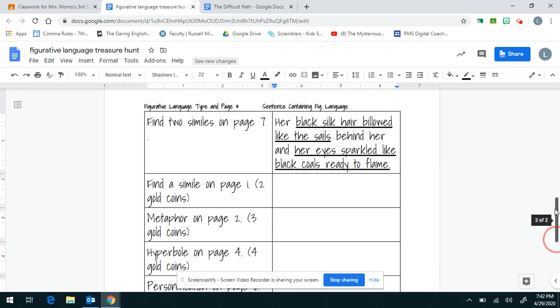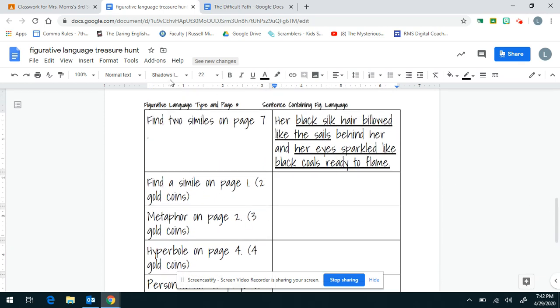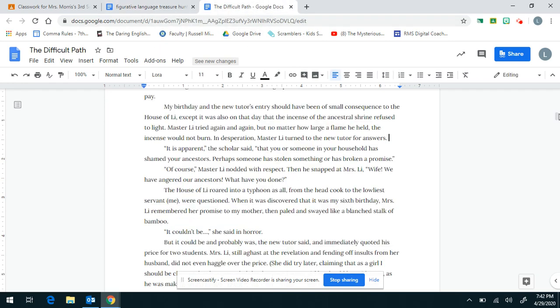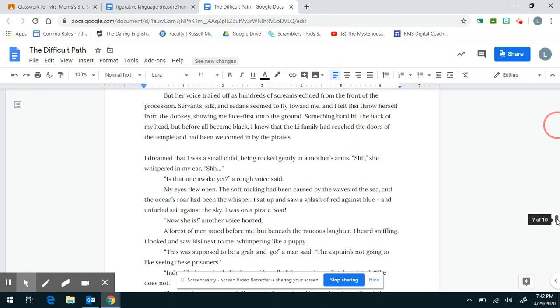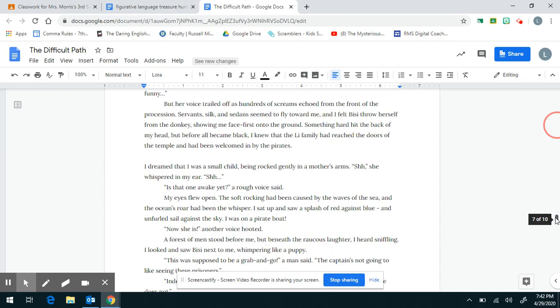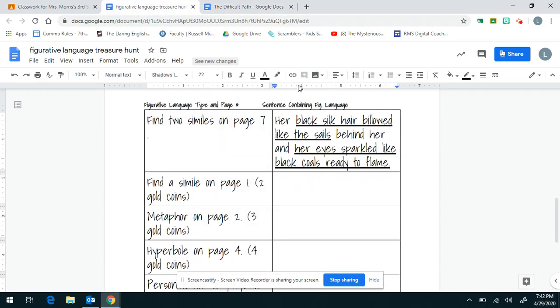So see what I mean by the example. The example says to find 2 similes on page 7. Similes are when you compare 2 things using like or as. So I would go to my story, and then I would go down to page 7, and I would reread that page 7, and I would search for those similes that I see, comparing 2 things using like or as. And you see, as we did in our example over here, it says her black silk hair billowed like the sails behind her, and her eyes sparkled like the black coals ready to flame. So our first simile is comparing her black silk hair billowing, so moving in the wind, like the sails of her ship.